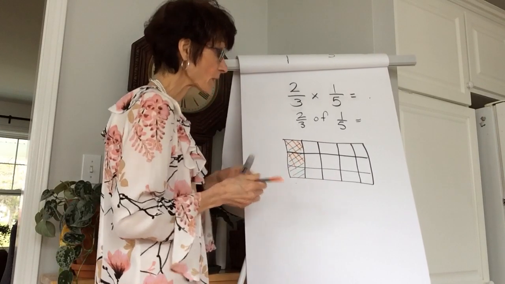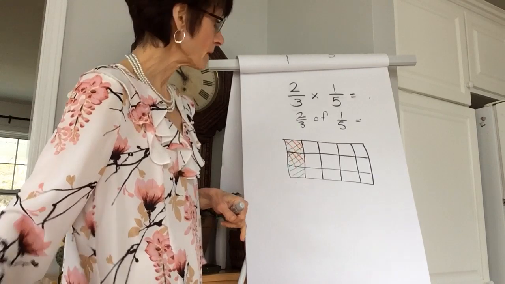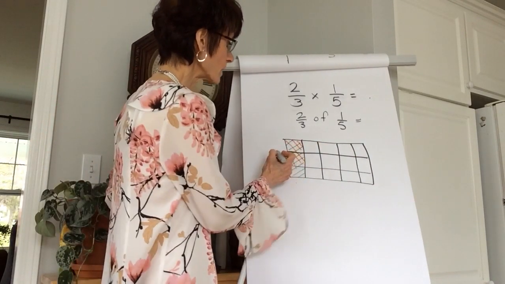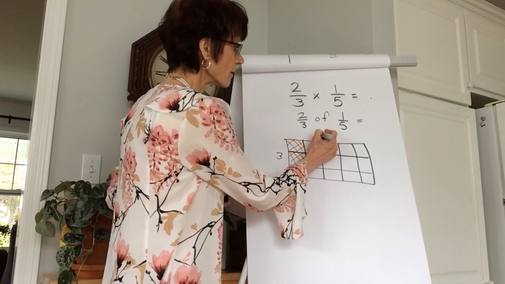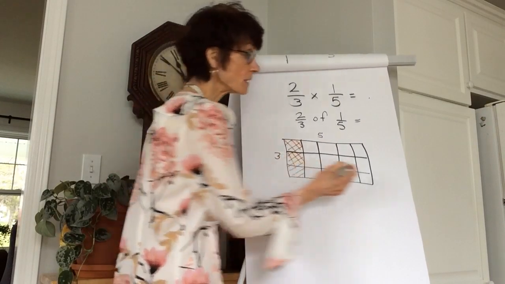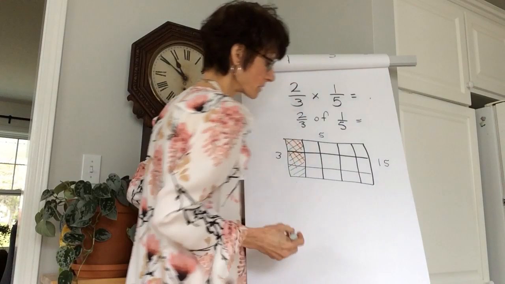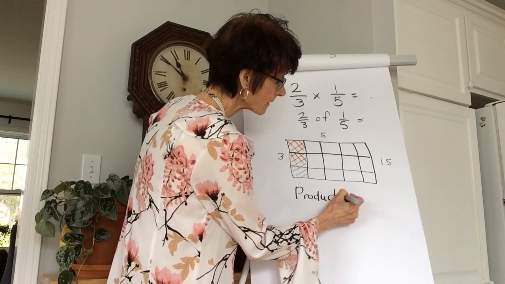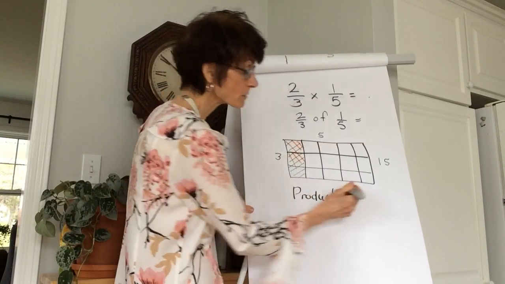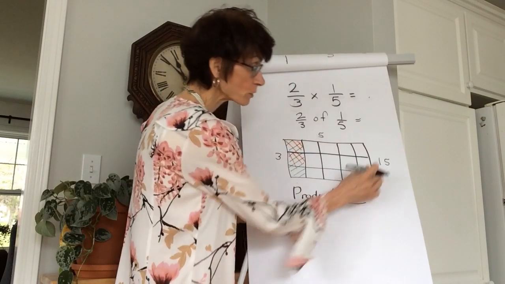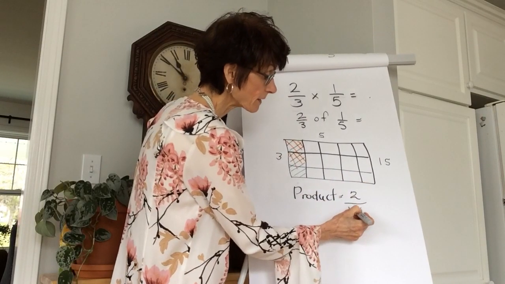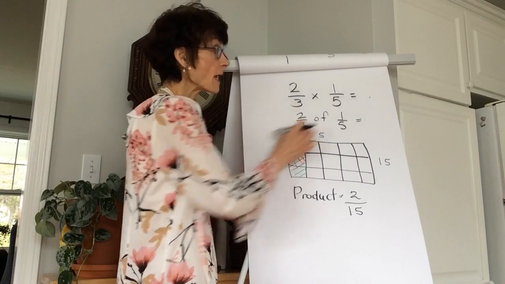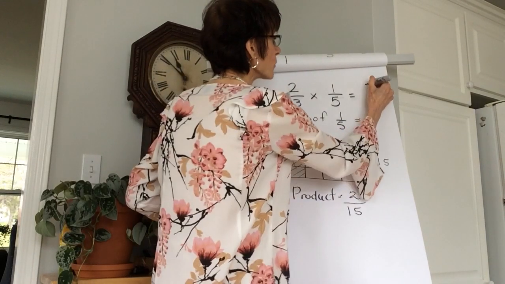Now, you'll remember that our product is where they overlap, and our denominator is the total number of parts. So our total number of parts, 3 this way, 5 this way, gives us 15 parts. So our product is the number of overlapping parts, which is 2, over our total number of parts, which is 15. So that is our answer. The product of 2/3 and 1/5 is 2/15.